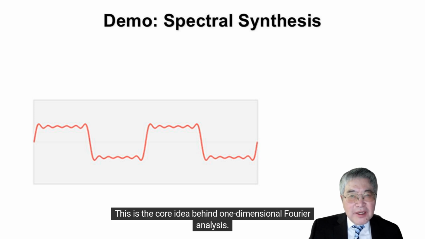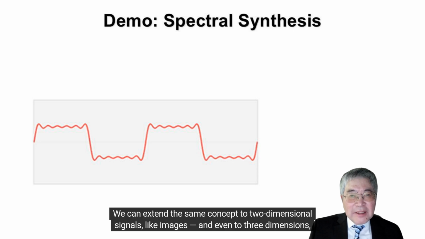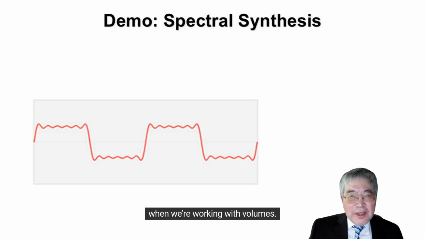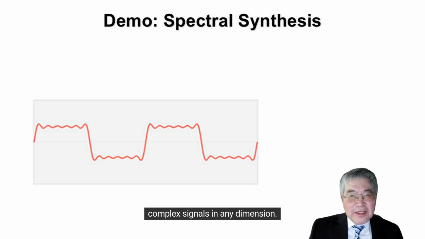This is the core idea behind one-dimensional Fourier analysis, but it doesn't stop there. We can extend the same concept to two-dimensional signals like images, and even to 3 dimensions when we're working with volumes. So what begins as a sum of simple waves turns out to be a powerful way of analyzing and reconstructing complex signals in any dimension.